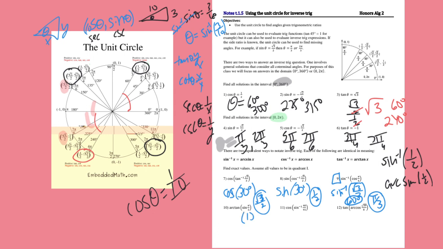Now they say do the arc tan. That means inverse tan. So where is tangent 1? That would be at 45 degrees. So you could say 45 degrees, or you could say pi over 4. They didn't tell us how they want our answer, so we get to pick.